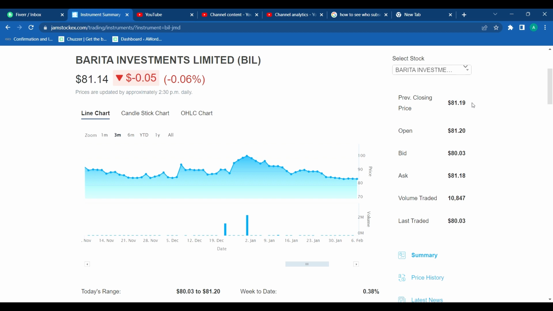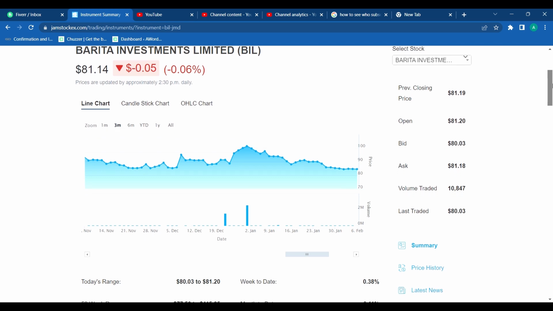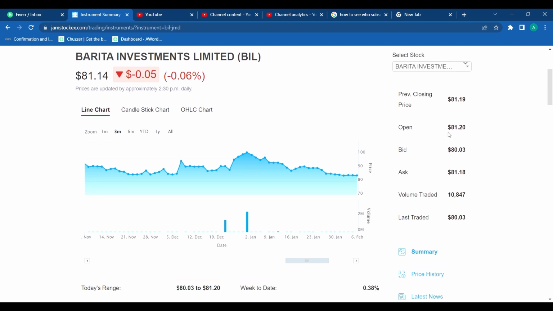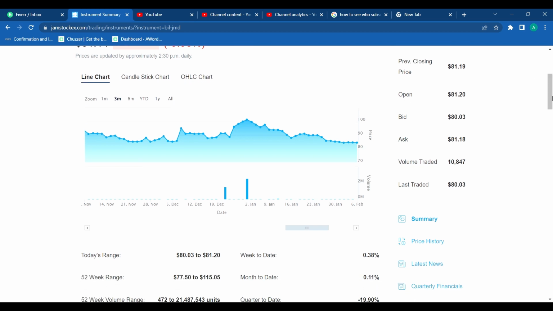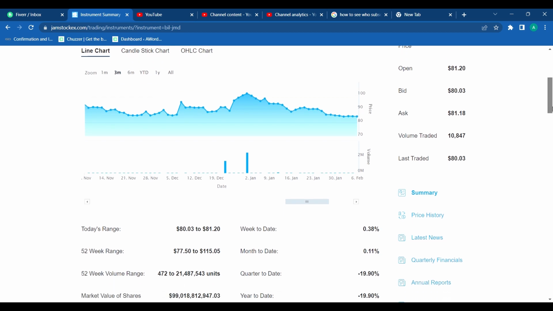This here indicates that the units of the stock were sold for $81.20 on this day. There's also bid and ask, as well as the volume traded for that day and the last traded price. The last traded price is how much units of this stock were sold for on a particular day.